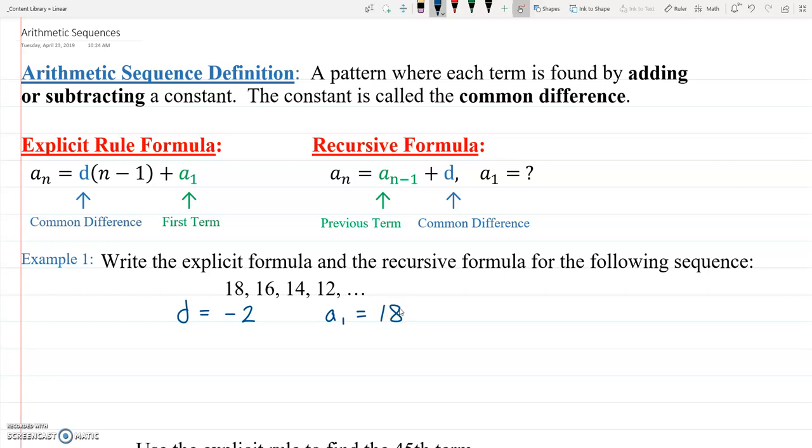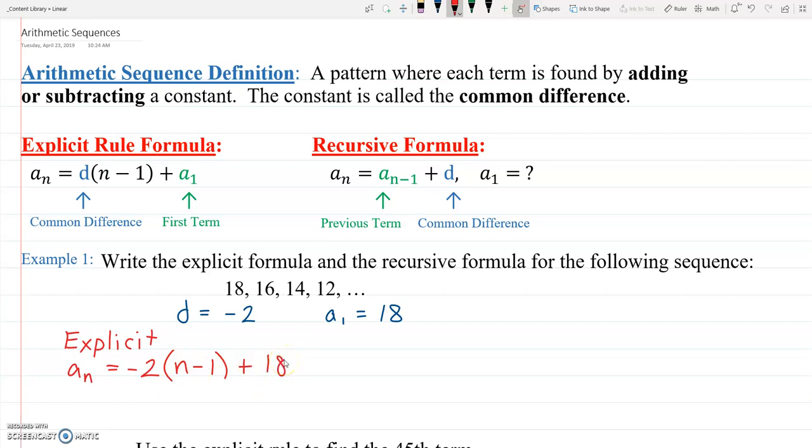Okay, once I have those two pieces of information, I'm just substituting them into my formula. So I'm going to do the explicit one here. All right, and so A sub n is how we say that, equals, the common difference is -2. Okay, I always have parentheses, n minus 1 in here, and then I'm adding the first term, which is 18.